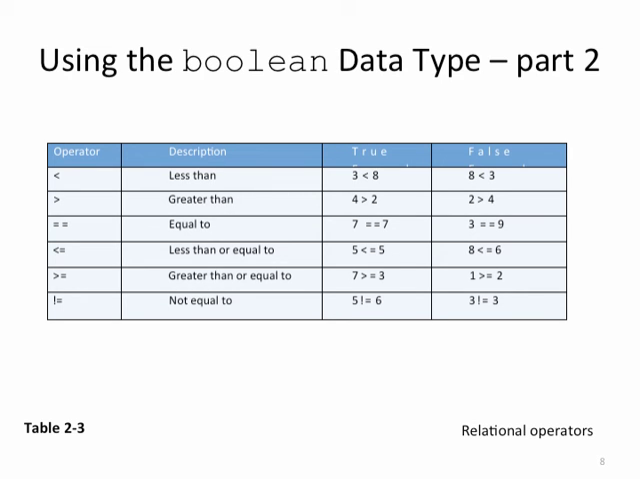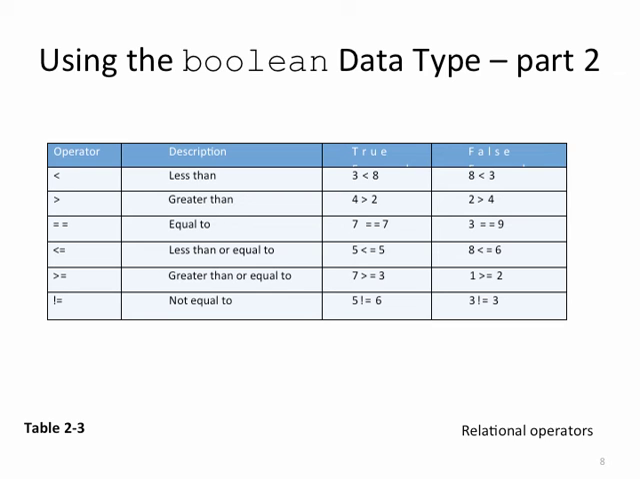There are 6 relational or comparison operators in Java: less than, greater than, equal to, which is 2 equal signs right next to each other with no space between them, less than or equal to, greater than or equal to, and not equal to. When you see the exclamation mark, you pronounce that not equal to. And then an example of when that results in a true expression and when it results in a false.